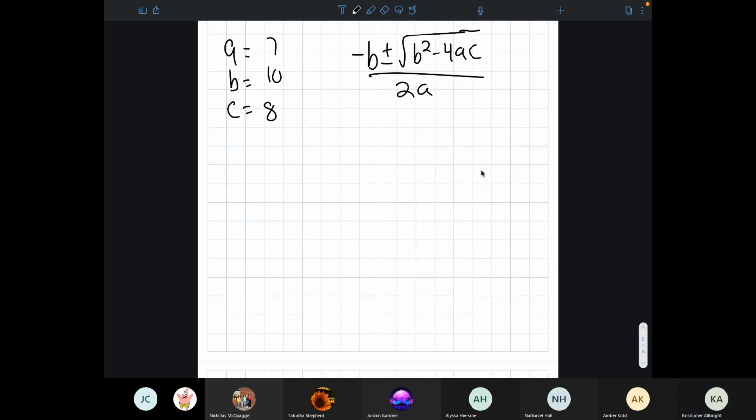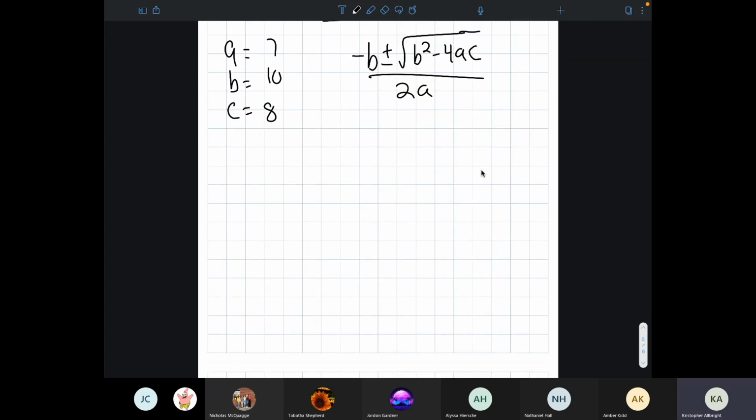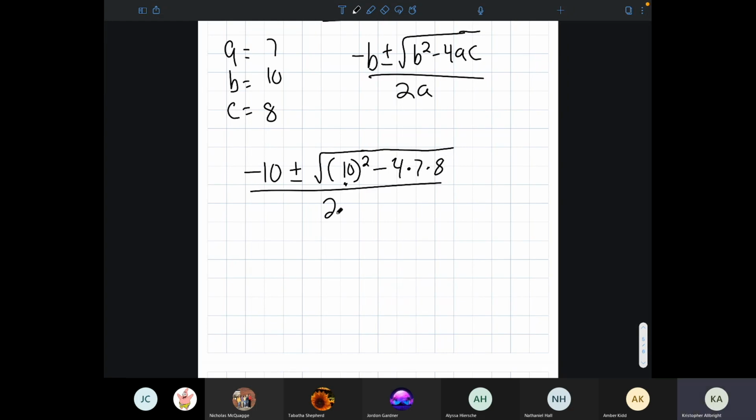So now we plug in. So -10 plus minus the square root of, I'm going to put it in parentheses, -10 squared, because we are squaring. Sorry, that's not negative. It just needs to be 10. If this were negative, I encourage you to always put this in parentheses because it will help you remember we're taking the square of whatever b is. So if you have a negative here, it's going to come out differently than if you have a negative out here. So minus 4 times 7 times 8 all over 2 times 7.